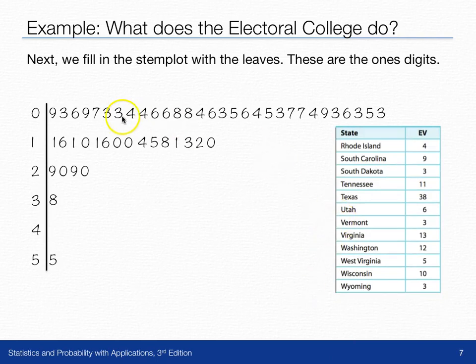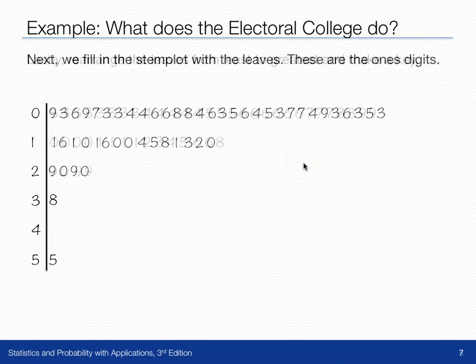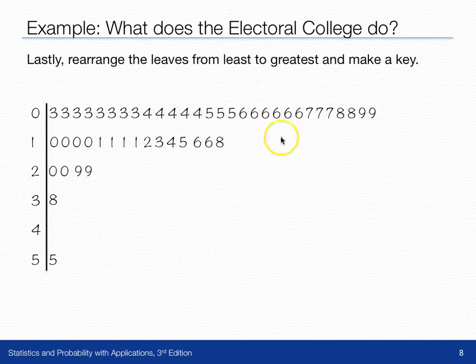We can see that most of the states have a very low amount of electoral votes. Most have between 3, which is the smallest, and 9. But it's hard to see based on the fact that these are all jumbled up and out of order. And so we're going to take that information and rewrite it so it's ordered. We're going to rearrange the leaves from least to greatest.